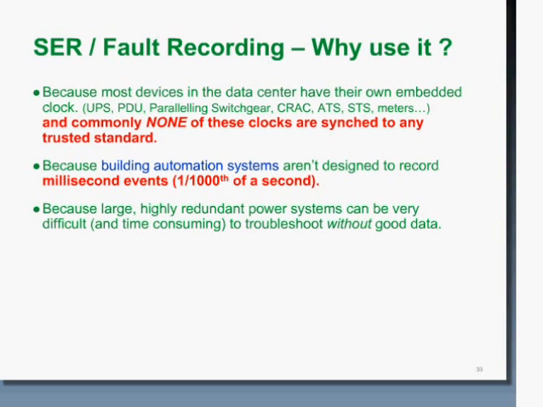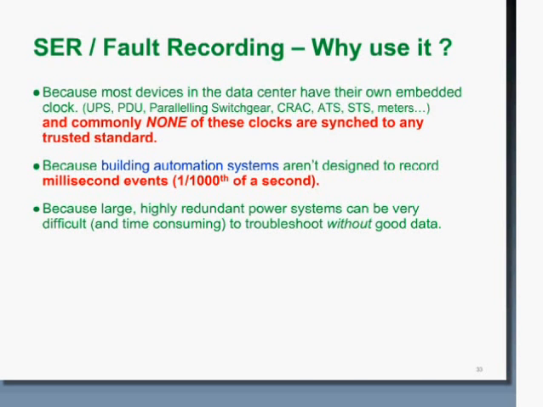So one of the things that we've found is that if you have a large distributed data center, as you start moving up in your reliability system, this ability to use sequence of event fault recording is really a key diagnostic tool to increase the reliability and the stability of your system.